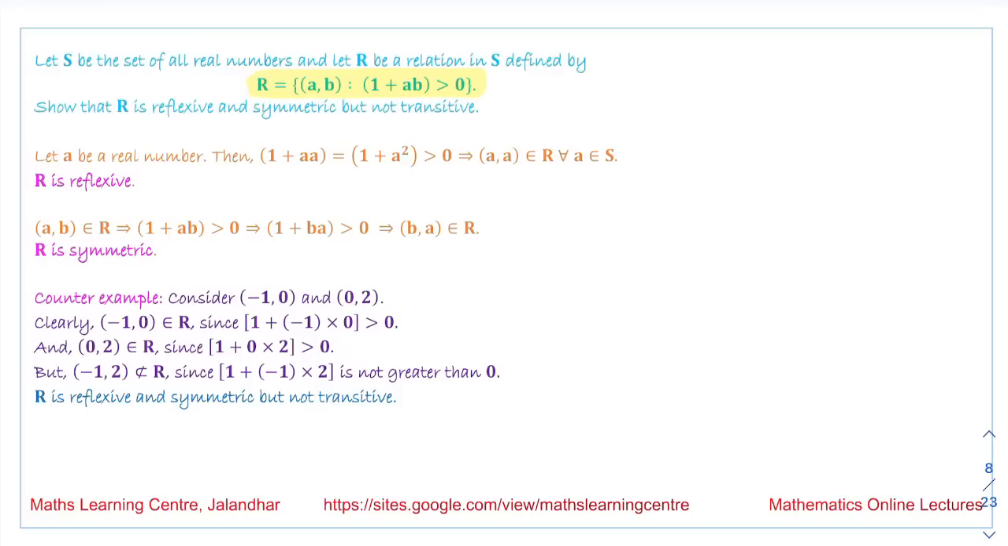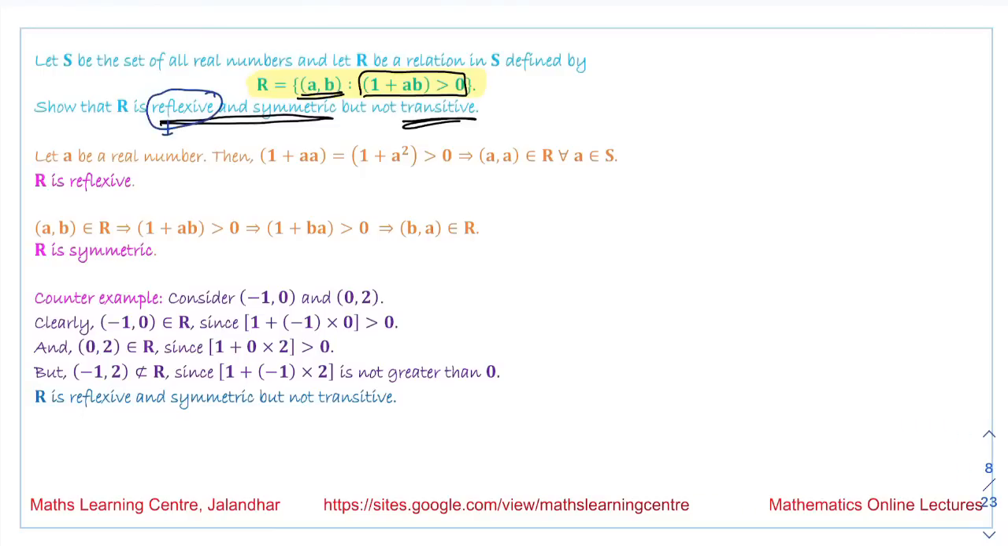So it means any two elements A and B are related if they satisfy this condition. We have to prove that this relation is symmetric and reflexive but not transitive. So first of all, we are looking at the reflexive condition over here.